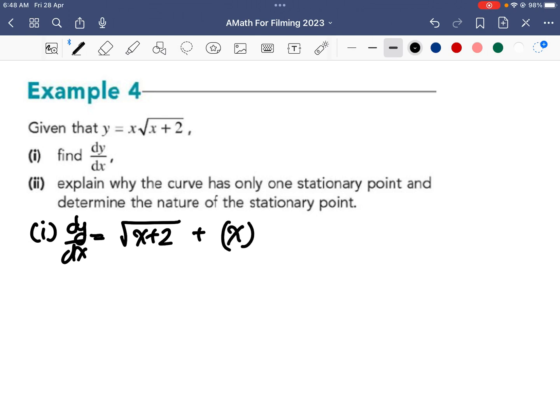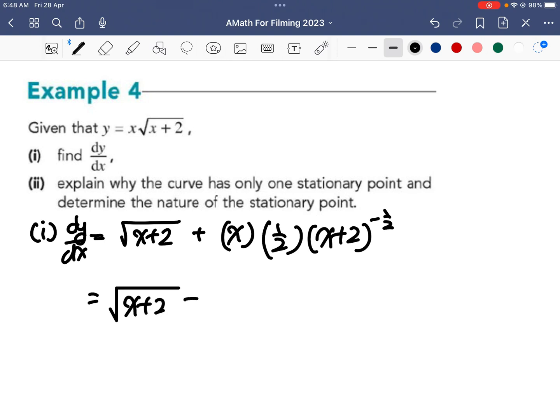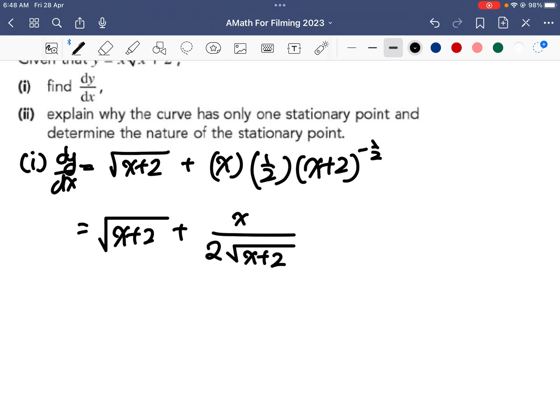So I differentiate the square root of x plus 2. It's half times (x plus 2) to the power of minus half, times 1. If I simplify this, what I get will be x over 2 square root of x plus 2. Now, for this question, I know I always say that we do not need to simplify, but for purposes today, since we're going to do the second derivative test, I think it will be good for us to simplify.